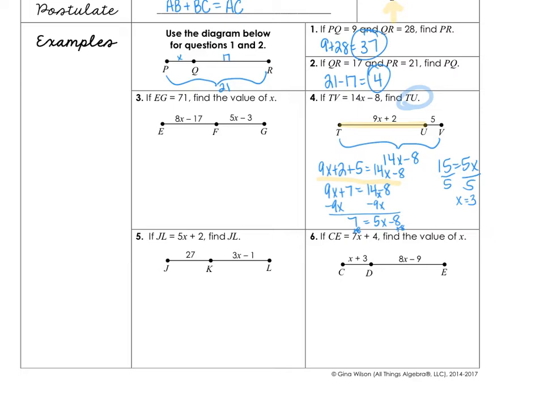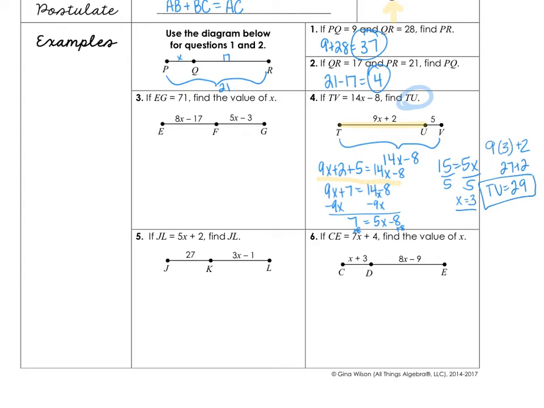So going back, we're going to plug in our x for TU. So 9 times 3 plus 2. 9 times 3 is 27, plus 2 would give us 29. And that would be our answer.